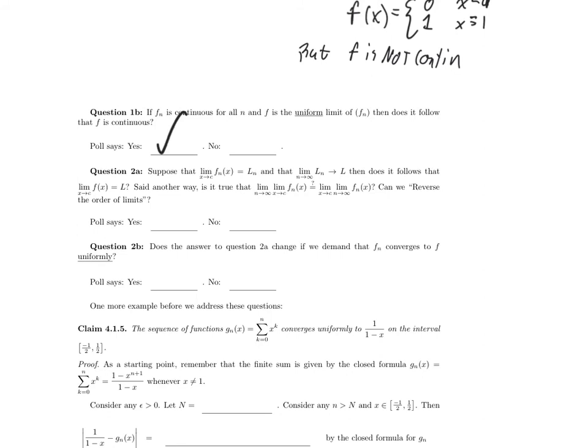So maybe that's evidence that yes, it does follow. Suppose that the limit as x approaches c of f sub n of x is equal to L sub n, and that the limit of L sub n as n goes to infinity is L. Does it follow that the limit as x approaches c of f of x is equal to L? Said another way, if we take the limit as n goes to infinity of the limit as x goes to c of f sub n of x, is that always the same as the limit as x goes to c of the limit as n goes to infinity of f sub n of x? Can we reverse the order of limits? And that's something that's super tempting to say yes to, right? You really want things to commute.